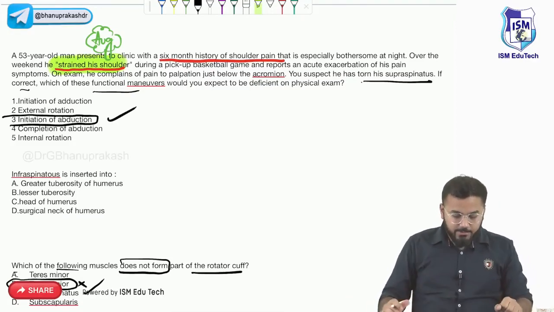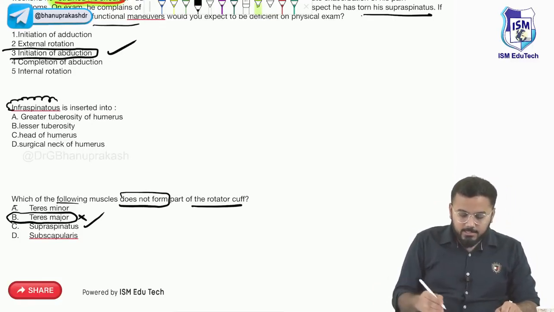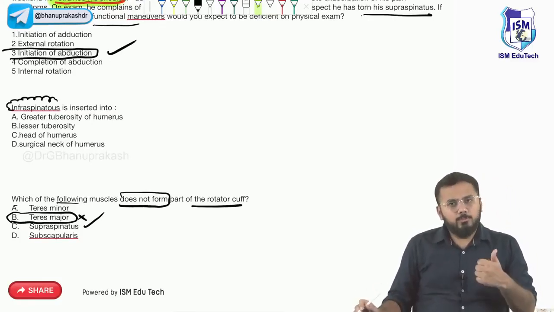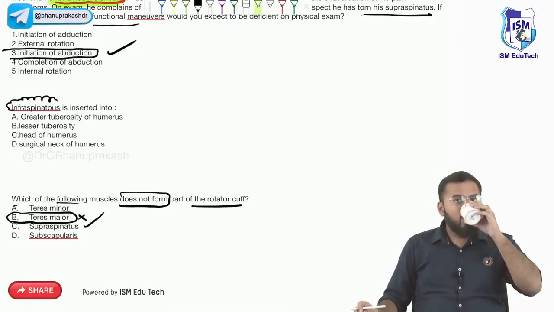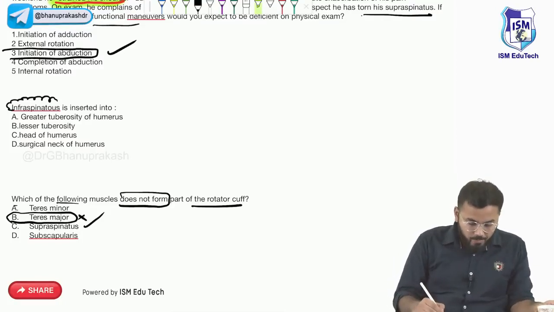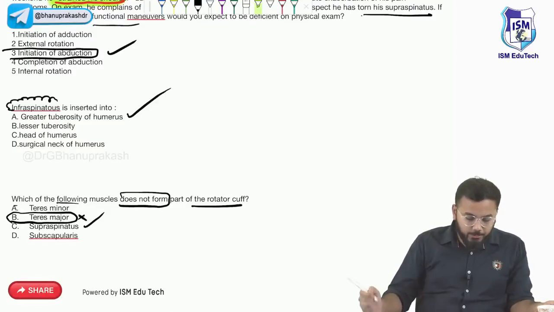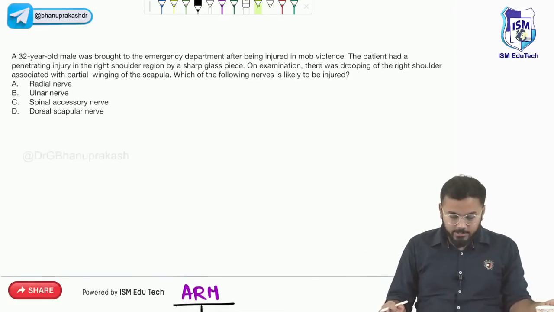Very good, guys. Perfect. And this one, infraspinatus is inserted too, obviously. Supraspinatus, infraspinatus, teres minor is inserted too. Very good. Greater tuberosity, right? Greater tuberosity, greater tubercle. Okay, very good, guys.